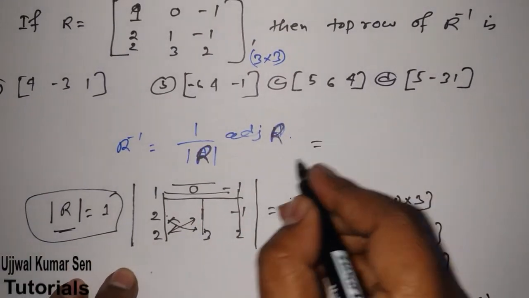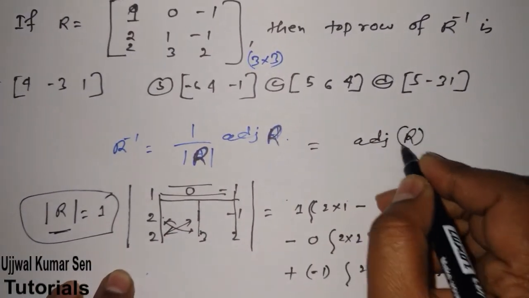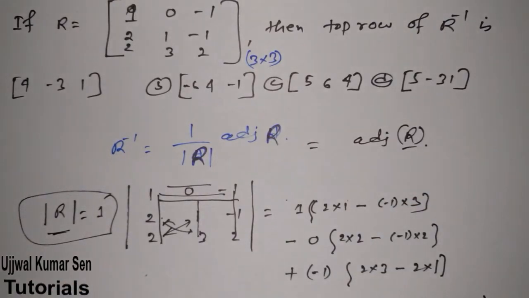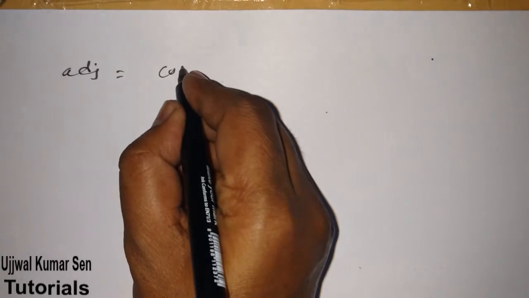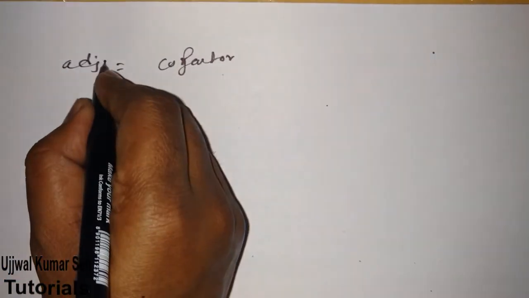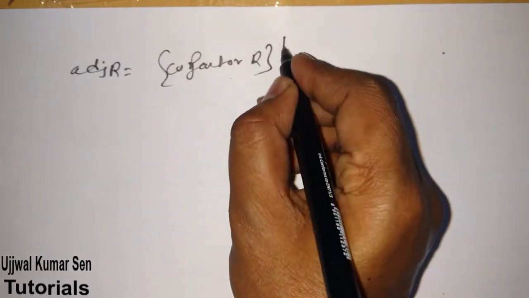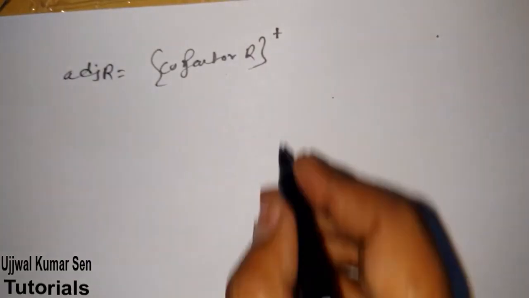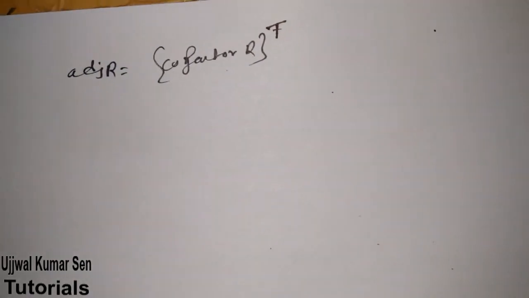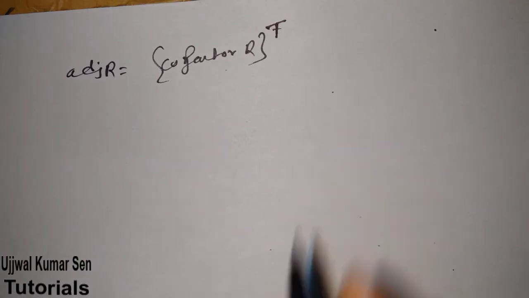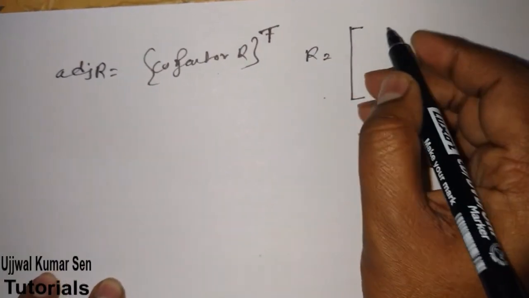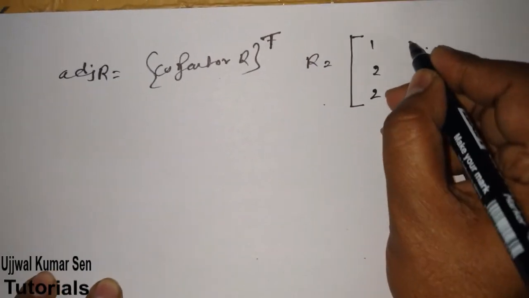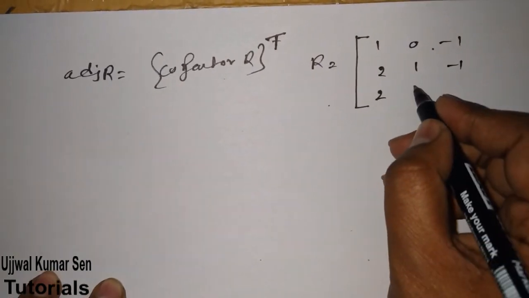So here we can say that its inverse would be the adjoint of this R matrix, right? Now we need another page. For finding the adjoint, we have to find the cofactors. The adjoint of R is the transpose of the cofactor matrix, say with capital T. Now we have to find the cofactors of the R matrix. So what matrix have we been given? Matrix R: 1 2 2, 0 minus 1 1, minus 1 3 2.